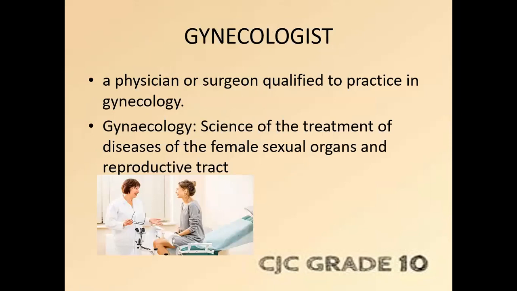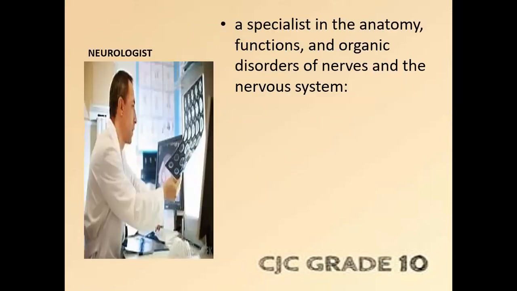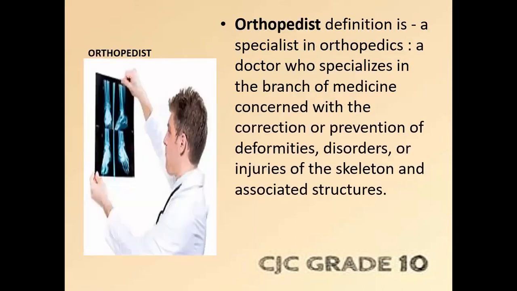Next, gynecologist. So a physician or a surgeon qualified to practice in gynecology. So gynecology is a science of the treatment of diseases of the female sexual organs and reproductive tract. Next, neurologist. These are specialists in the anatomy, the functions, and organic disorders of nerves and the nervous system.